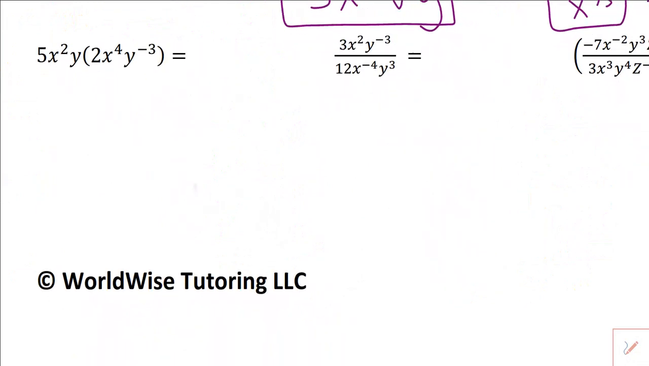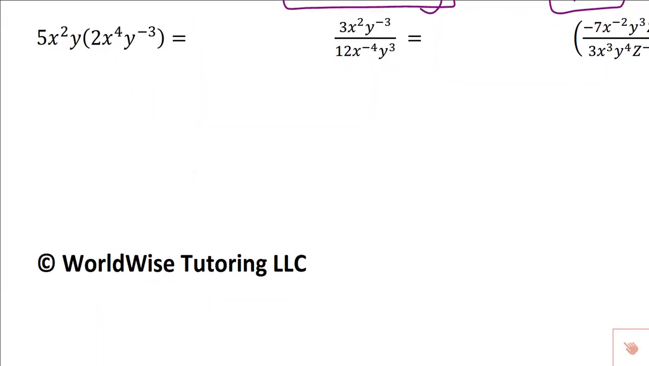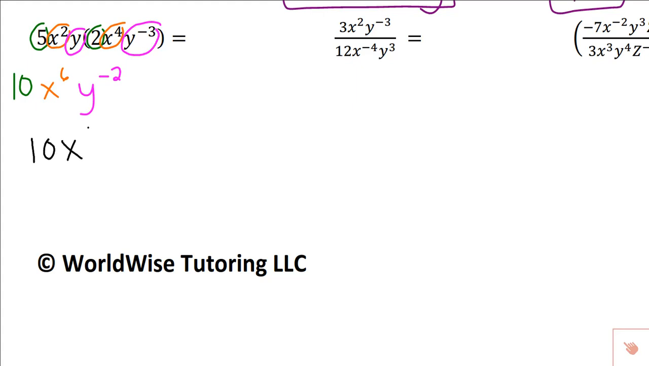All right, let's take a look at the last 3 examples. Even though there's no parentheses around the first set, I understand that everything is being multiplied, so I'll do things one at a time. 5 times 2, 10. X squared times x to the fourth. We add the exponents. y to the 1 times y to the negative 3. We add the exponents. 1 plus a negative 3 is a negative 2. Oftentimes, we don't like to leave expressions with negative exponents, so we would rewrite this like this.